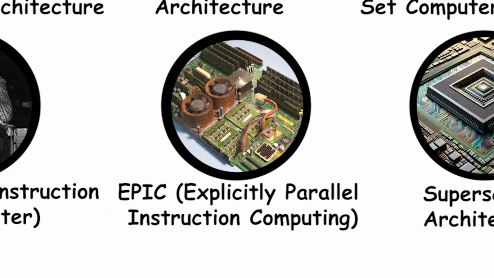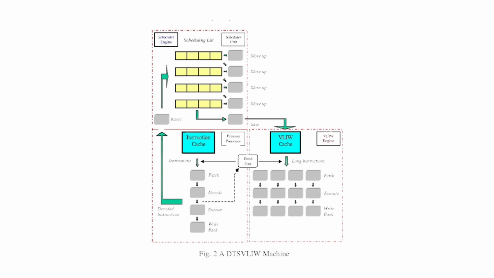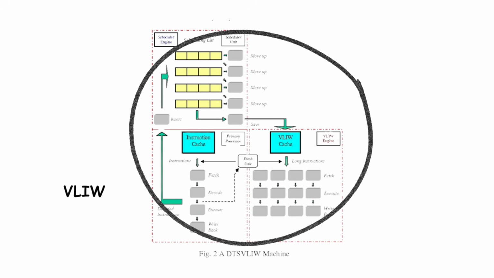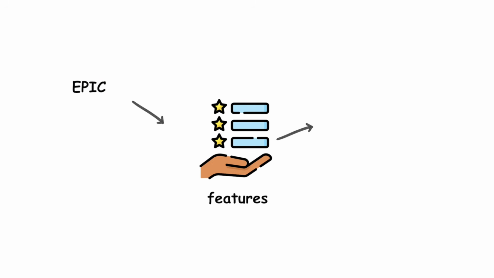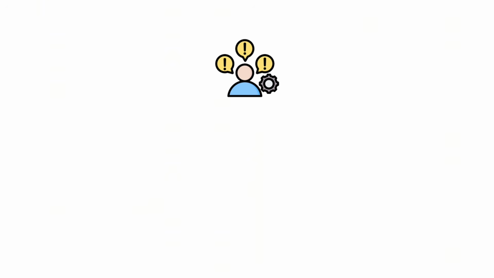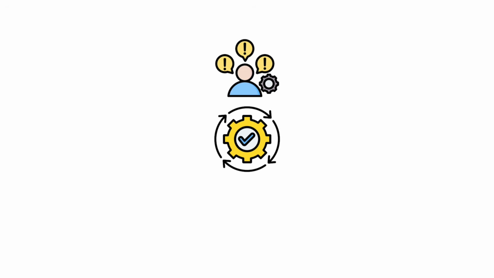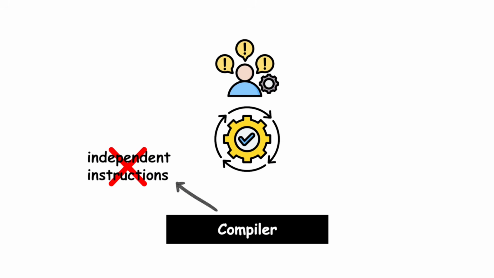EPIC, Explicitly Parallel Instruction Computing. EPIC, or Explicitly Parallel Instruction Computing, is a CPU design model that evolved from VLIW. Like VLIW, it relies on the compiler to identify instructions that can run in parallel. However, EPIC introduces additional features to address some of VLIW's weaknesses, especially the problem of wasted execution slots when the compiler cannot find enough independent instructions.